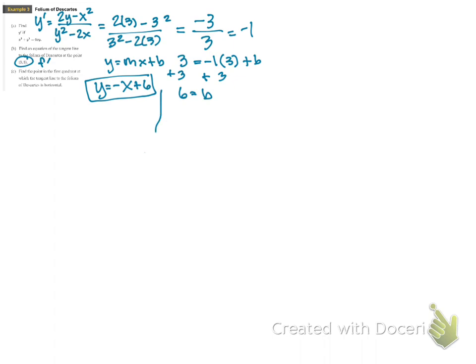For part C, it says find the point in the first quadrant at which the tangent line to the curve is horizontal. What does that mean?